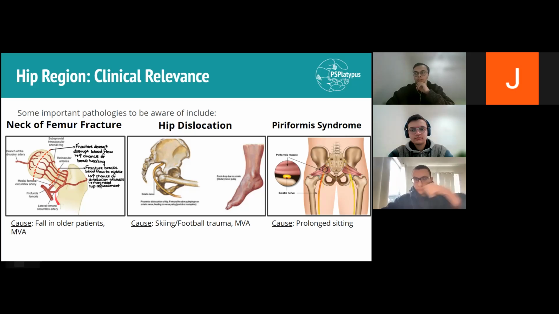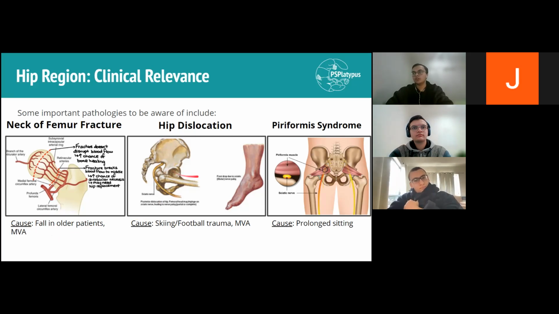And in terms of the cause of neck of femur fractures, the most common causes are falls in older patients. That's sort of a low energy fracture. And a high energy fracture example would be a motor vehicle accident, where really anything can get damaged depending on how you fall and how you get hit, right?